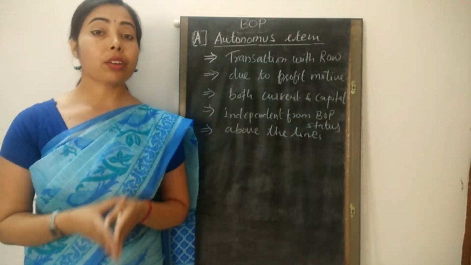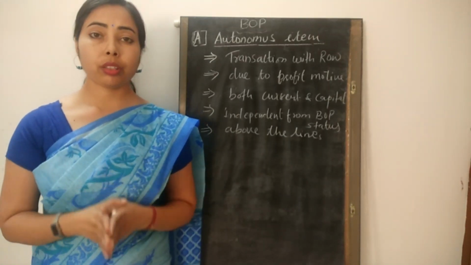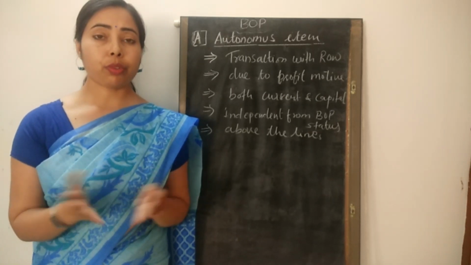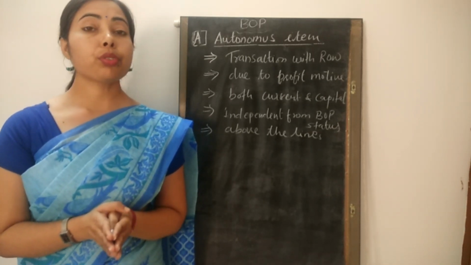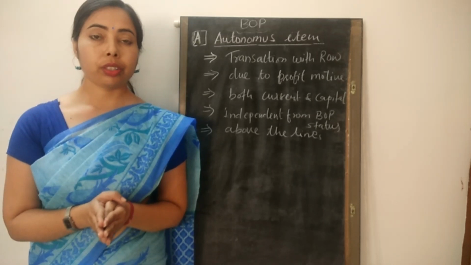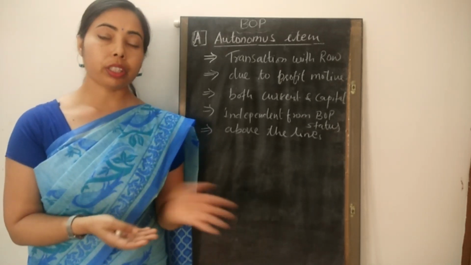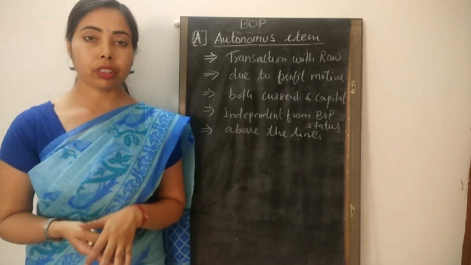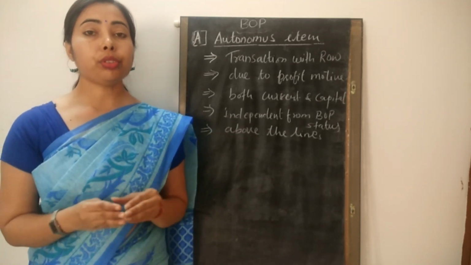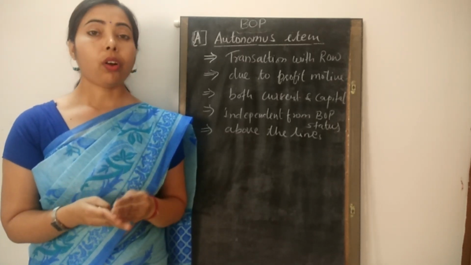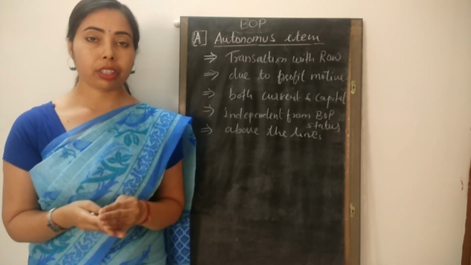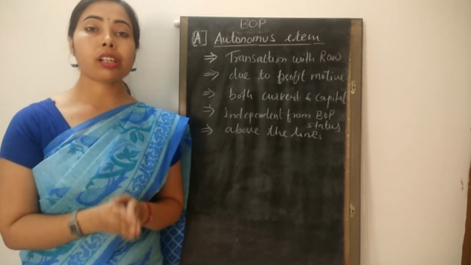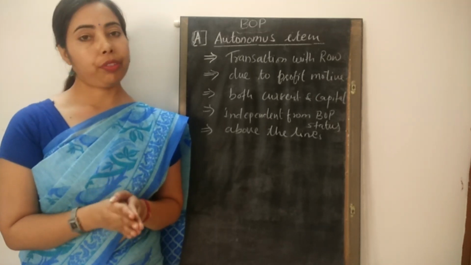The next topic is autonomous items, which are included in the BOP account. So let's understand what autonomous items are. Autonomous items refer to those economic transactions which are done with the rest of the world, or we can say those international economic transactions which are done to earn profit or for maximization of profit. This type of transaction is done only for earning and only for the profit motive.